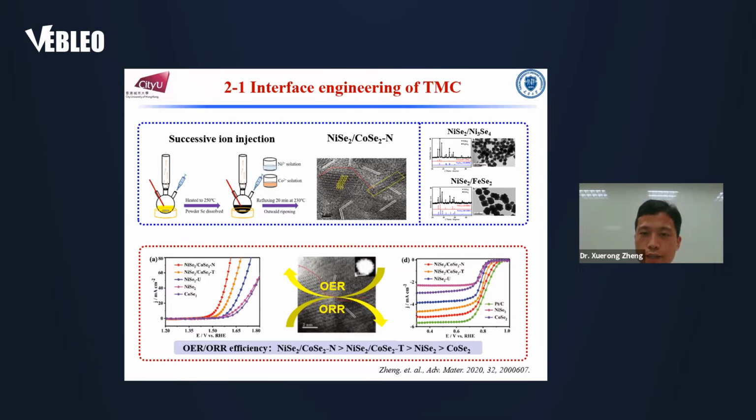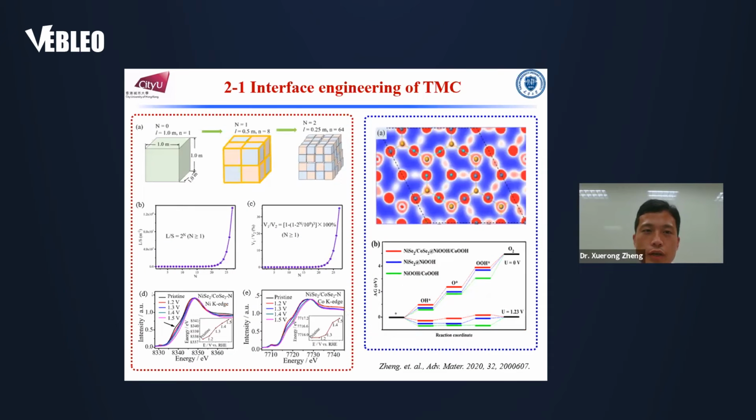So one question is, what kind of transition metals contribute to the enhancement of the electrochemistry? Here we establish a model. The first box is the length of 1 meter, and then we cut it into a smaller one with the length is half, and this we name N is 1, and then we further cut it into a smaller one, and we can obtain the 64 boxes, and we name it N is 2.